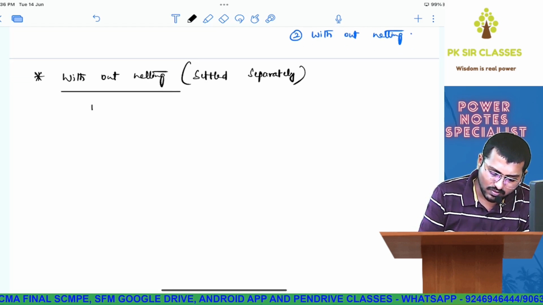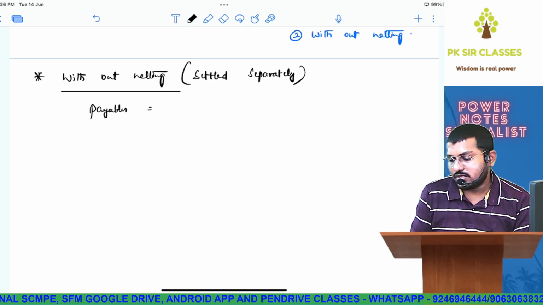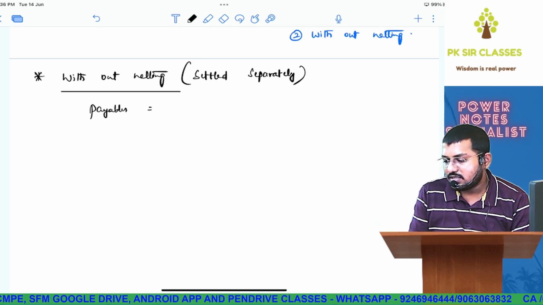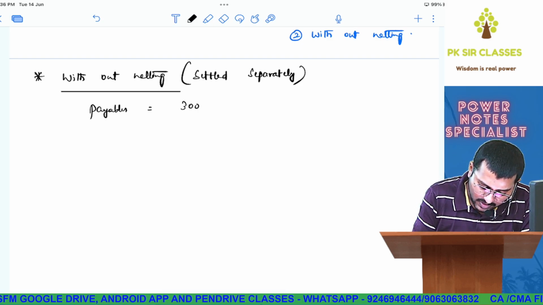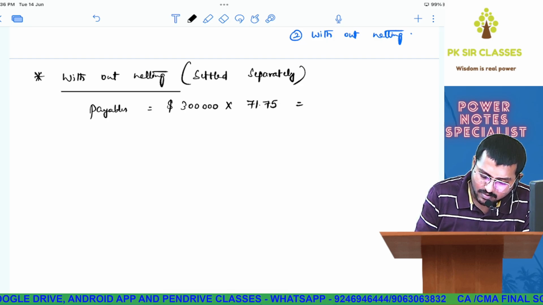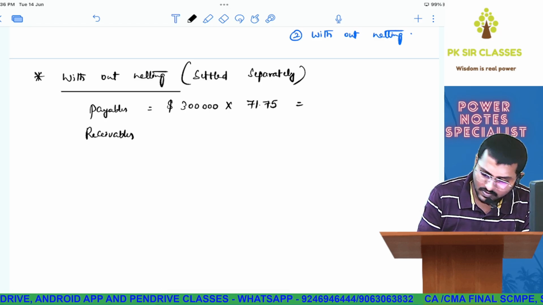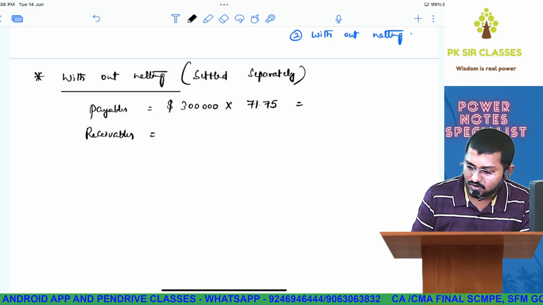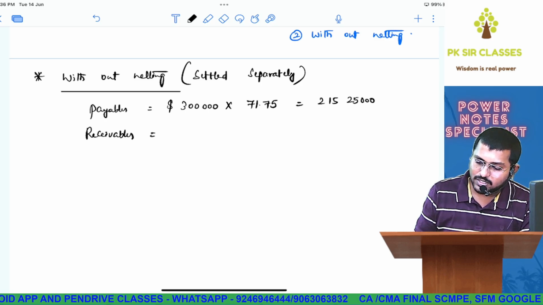In that case, what are the payables that we have got? How much we have to pay? $300,000. Payables means you have to buy from the bank. You'll buy from the bank at what price? 71.75, because the bank will sell at 71.75. Correct? So $300,000 into 71.75 per dollar, that is the rupee value. Can you please tell me how much it comes? 2 crores, 15 lakhs, 25,000. Okay, this much we have to pay.